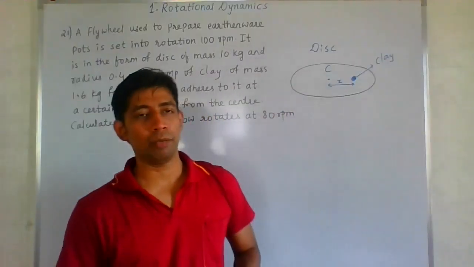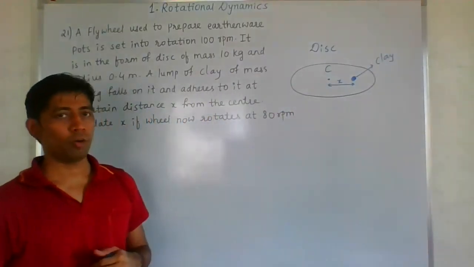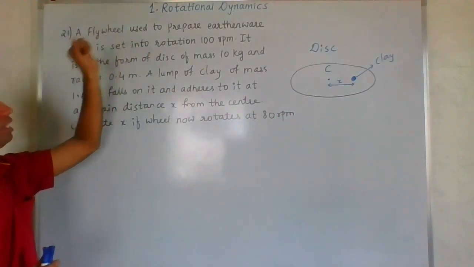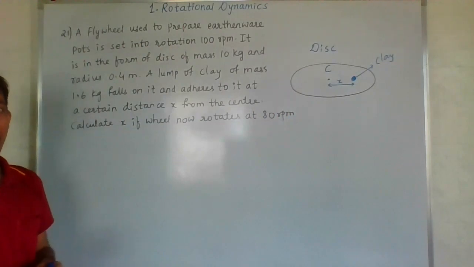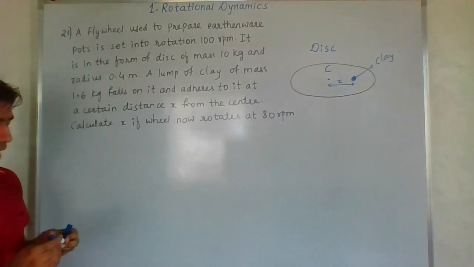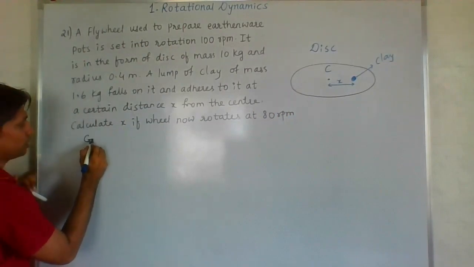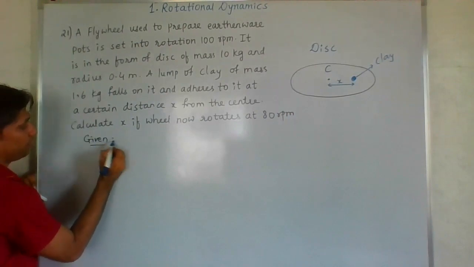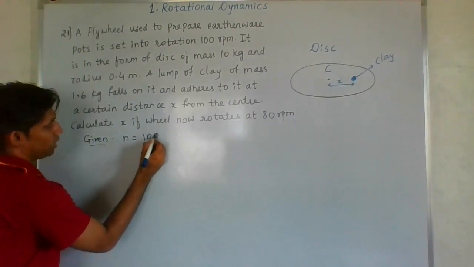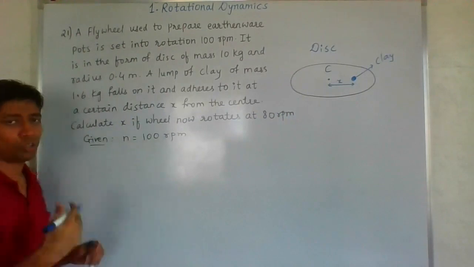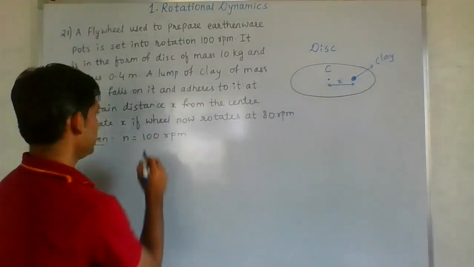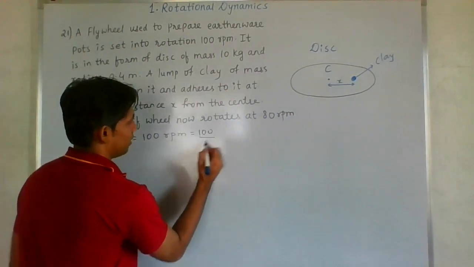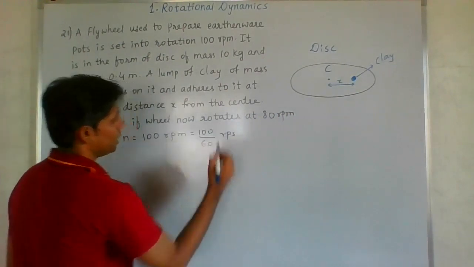Let's proceed for next sum which is 21. You can observe that we have a flywheel okay and it is set into rotation. Uska RPM diya hua hai 100. So maine aapko hamesha bataya hai RPM is nothing but the frequency n is equal to 100. And इसको हमें RPS में कर देना चाहिए, which is divided by 60. Okay? So I'll write 100 divided by 60 RPS.